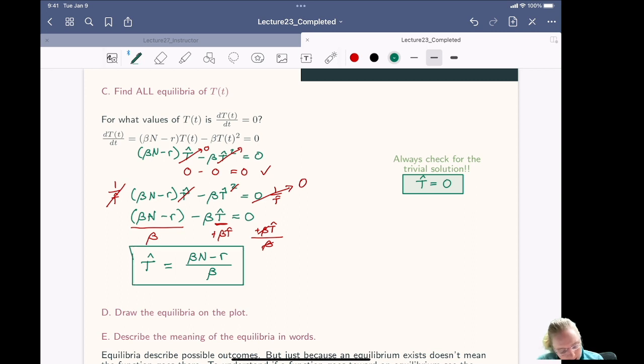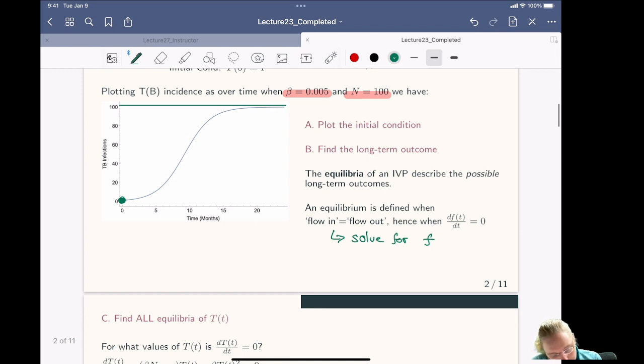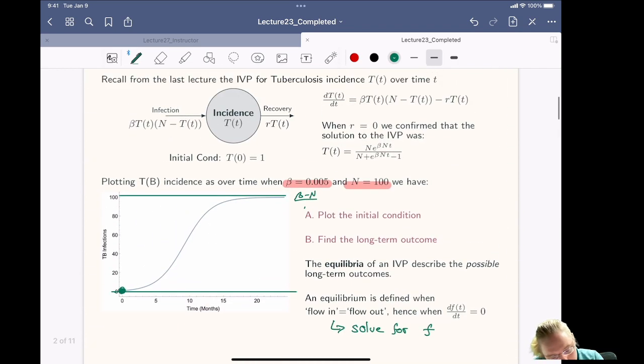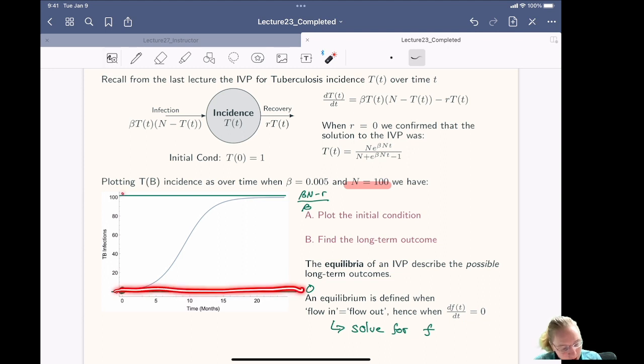All right, so let's go draw these two equilibria on that plot up above. The first equilibrium is at 0 here, and the second equilibrium is at 100 and something. It's up here. So this is beta times (n minus r) divided by beta up here, and here is our 0. So here are the two possible outcomes of our system. There's one outcome down here, and then there's one outcome up here.